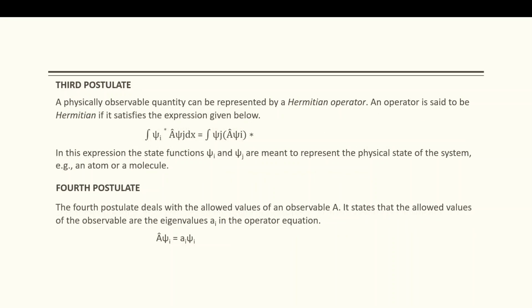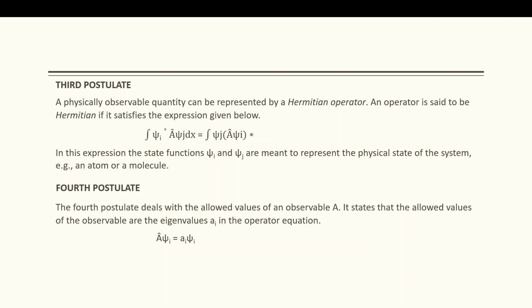Next, we discuss the third postulate. A physically observable quantity can be represented by a Hermitian operator. An operator is said to be Hermitian if it satisfies the expression given below: integral psi i star operator A psi j dx equal to integral psi j within bracket operator A psi i star. If this condition is fulfilled, then a physically observable quantity can be represented by a Hermitian operator. In this expression, the state functions psi i and psi j are meant to represent the physical state of the system, an atom or a molecule.